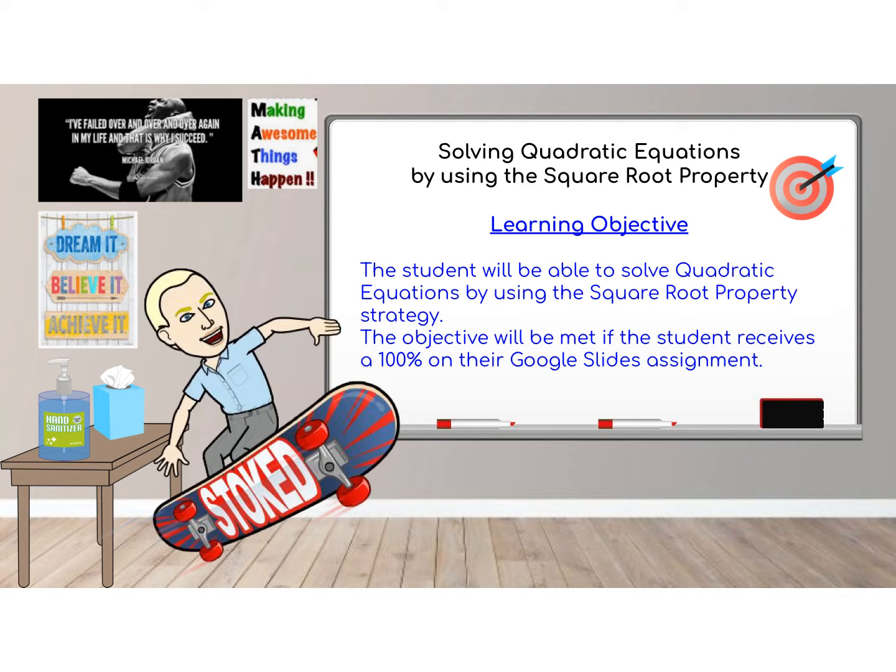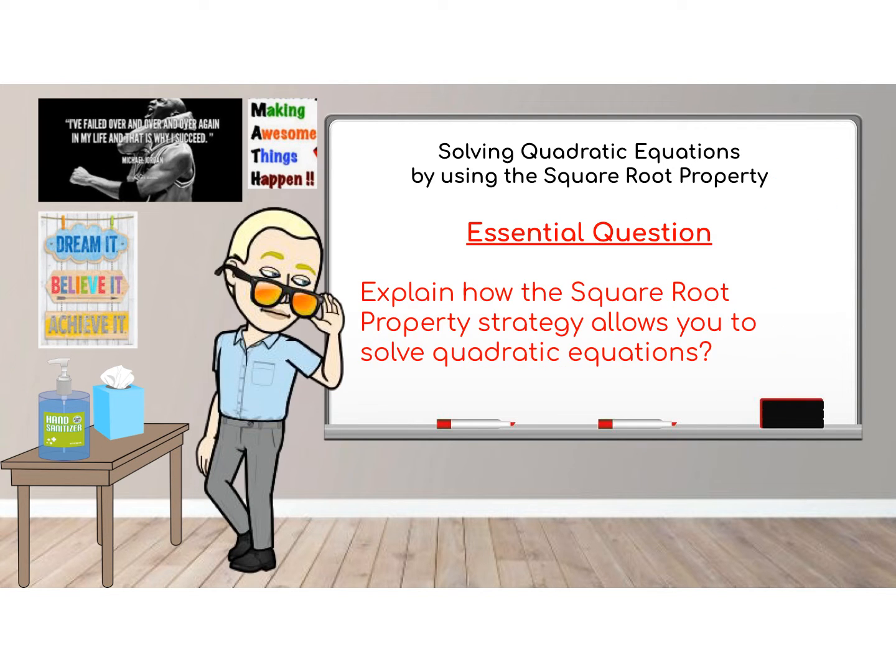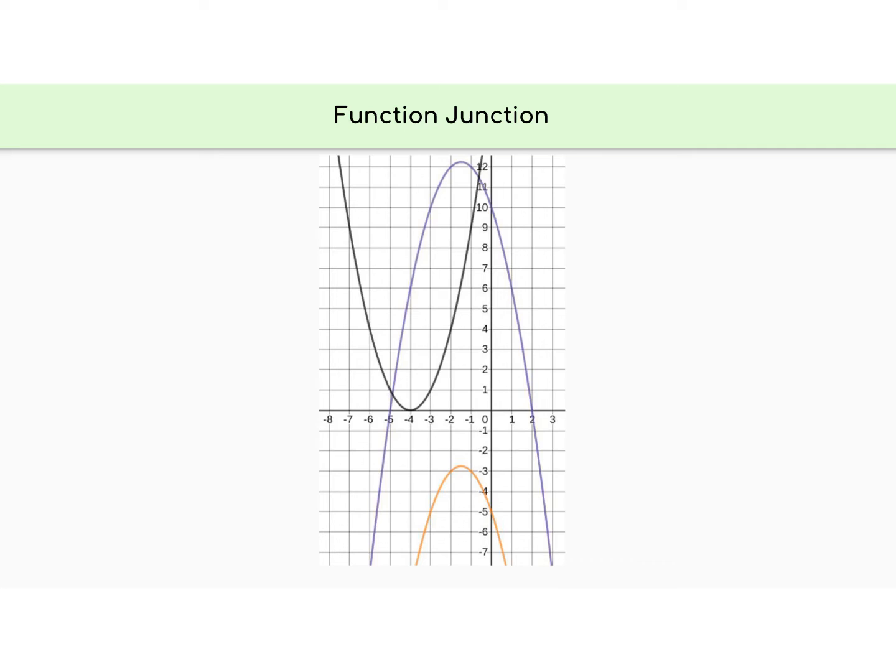Our learning objective: the student will be able to solve quadratic equations by using the square root property strategy. The objective will be met if the student receives a 100% on their Google Slides assignment. Our essential question: explain how the square root property strategy allows you to solve quadratic equations.